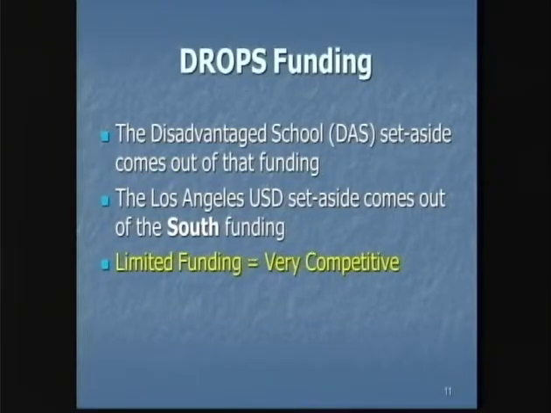In addition, there's also a set-aside for the Los Angeles Unified School District for $5 million. Those funds will be coming out of the South funding. The bottom line of this is that there is not a lot of funding. So the result is that this should be a very competitive grant program. So keep that in mind.